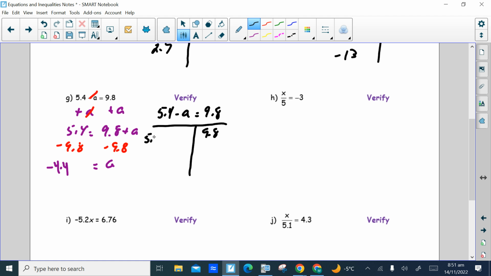So on the left, it's 5.4, take away negative 4.4. Again, the minus minus becomes a plus positive, and it's 5.4 plus 4.4, which is 9.8. So it checks. We've just shown that our solution is correct. It works.